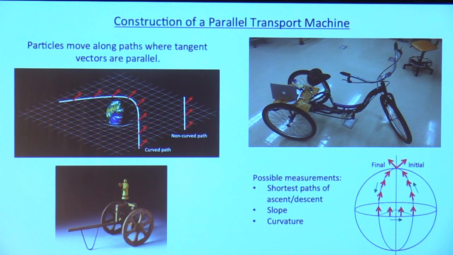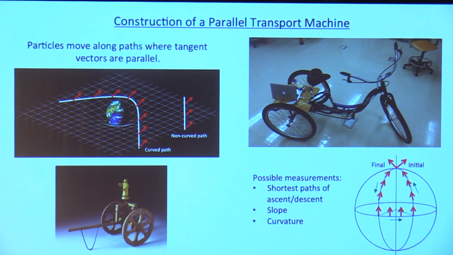So in general relativity, parallel transport is a theory that describes the paths along which particles move. Every particle can be ascribed a certain tangent vector or a tangent arrow. And the paths along which particles move have these arrows parallel along the entire length of the path.